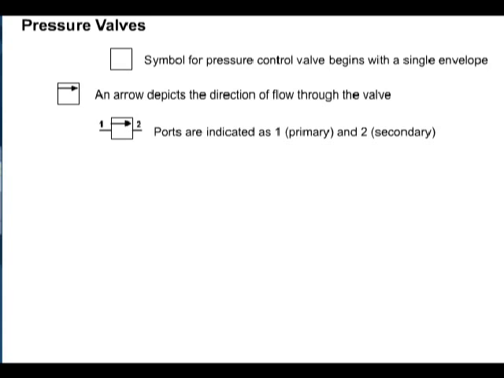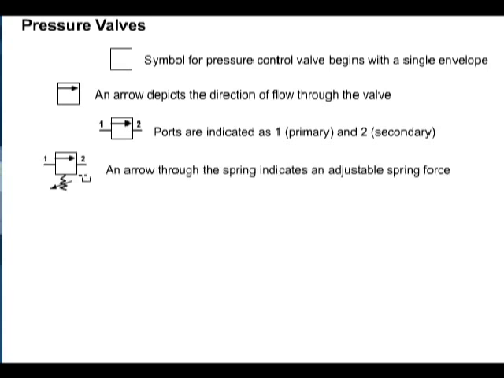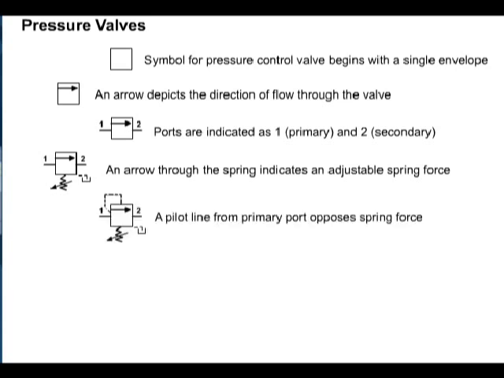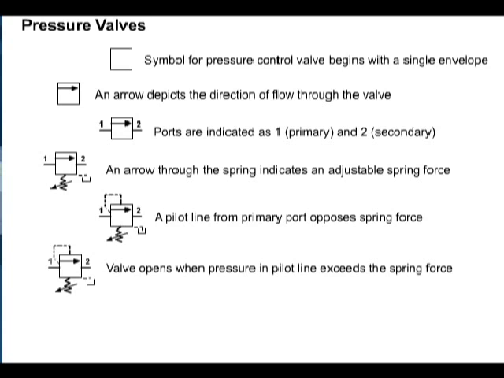All pressure valves are normally closed with the exception of a pressure-reducing valve, which is normally open. The spring located perpendicular to the arrow indicates that the spring force holds the valve closed. An arrow diagonally through the spring indicates that the spring force is adjustable. Pilot pressure opposes spring force. This is indicated by the dotted line running from the primary port perpendicular to the arrow opposite the spring. When the hydraulic pressure piloted from the primary port exceeds the force of the spring, the valve moves to the open position, aligning the primary and secondary ports.